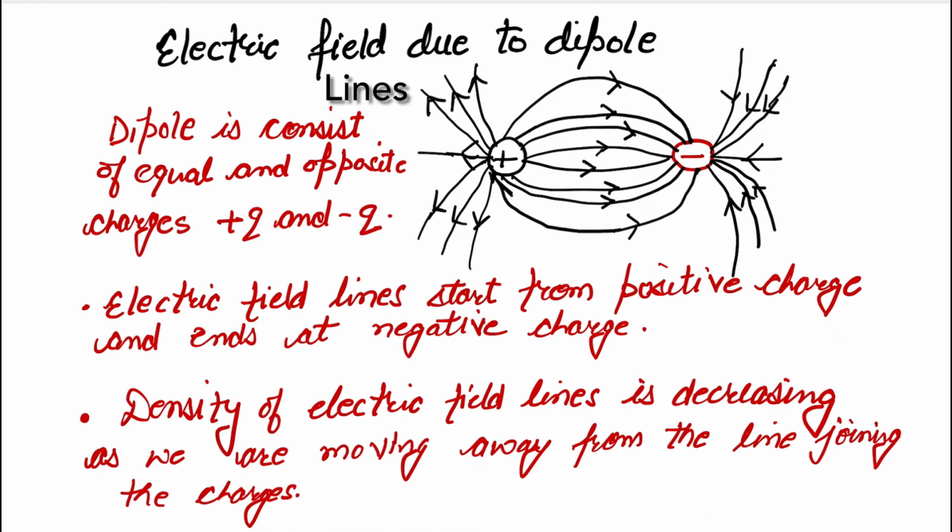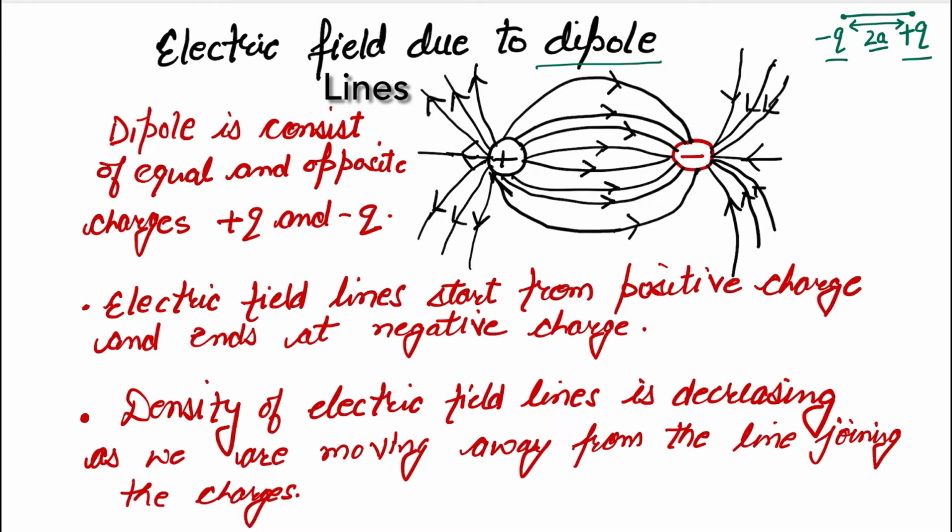Next we discuss the electric field lines due to a dipole. What is a dipole? Dipole means equal and opposite charges, meaning both charges are Q but they are opposite. One of them is minus Q, another one of them is plus Q, separated by a distance. Usually we represent the distance as 2a, 2x, 2l, right?